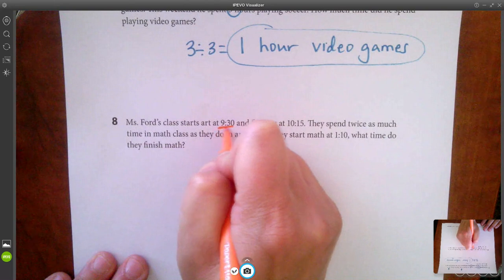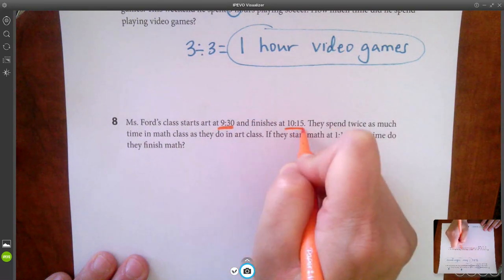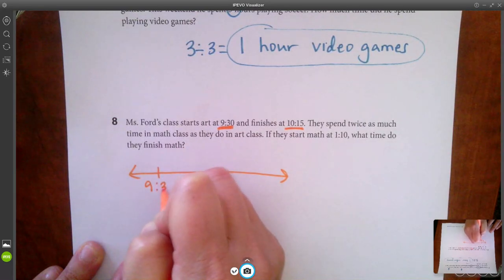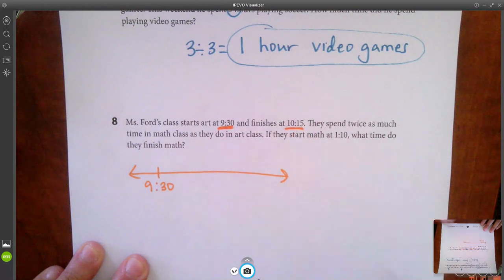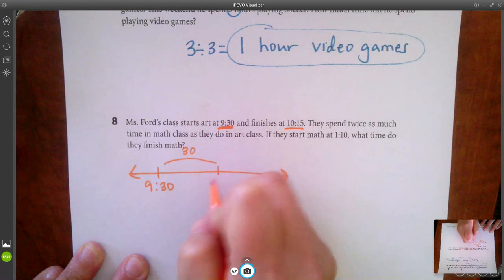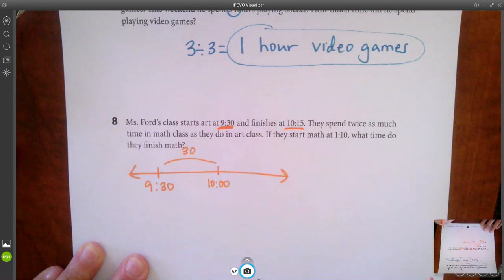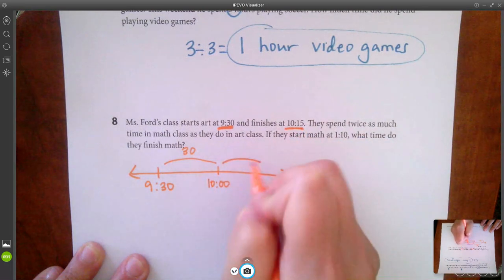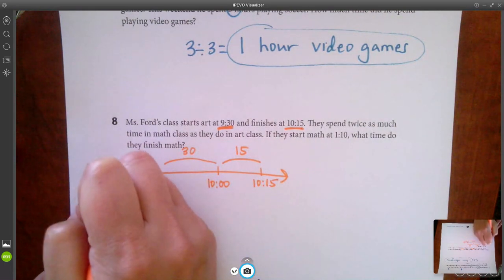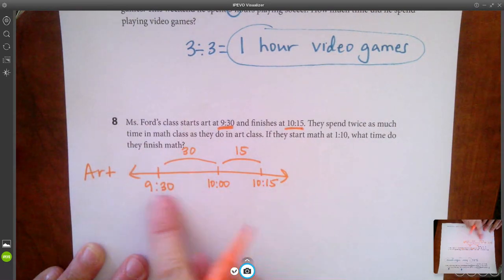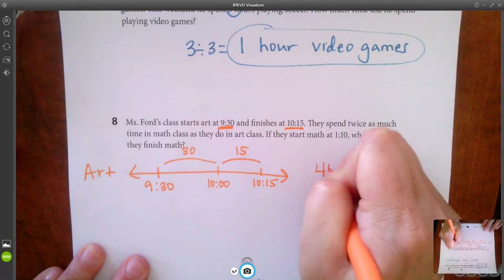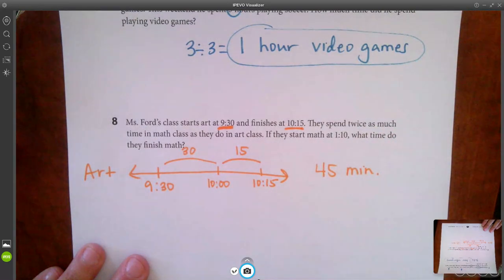I first need to figure out how much time this is. So from 9:30 to 10:15, let's see. I'm going to jump from 9:30 up to 10:15 to see how much time that is. I'm going to jump 30 minutes to get me to 10. And I'm going to jump another 15 minutes to get me to 10:15. So this is art class. And how much time is this? I'm going to count my jumps. 30 plus 15, that means they spend 45 minutes in art.